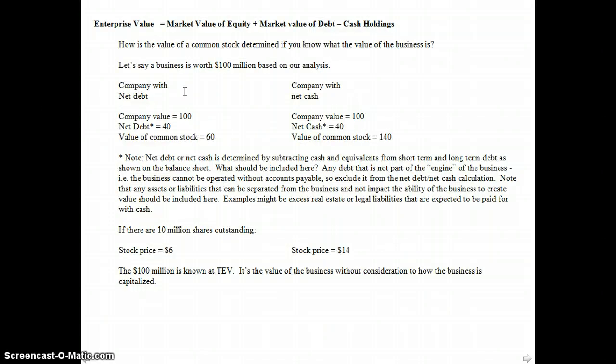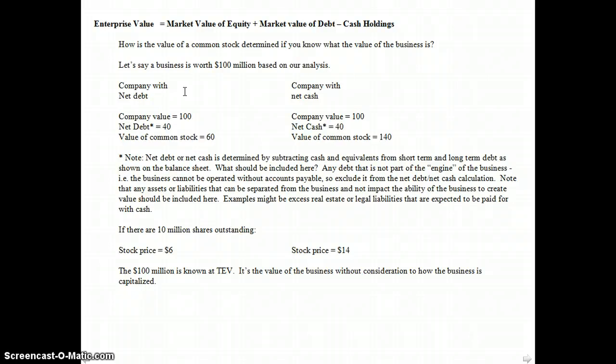So let's jump to the next page here. You can use the formula for this rather than the simple example above. This says enterprise value, also named total enterprise value, those two names are used interchangeably, is equal to the market value of equity, number of shares times the share price, and then adjust it for cash and debt. So if there's debt, you would add that, and if there was cash, you would subtract that.